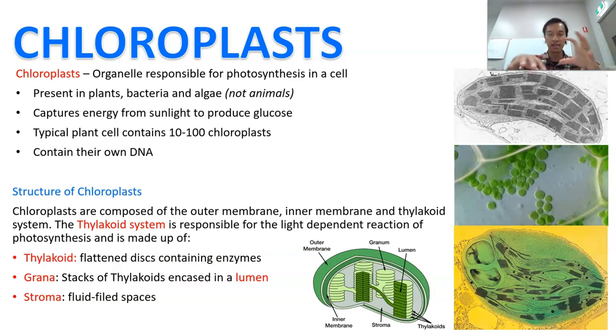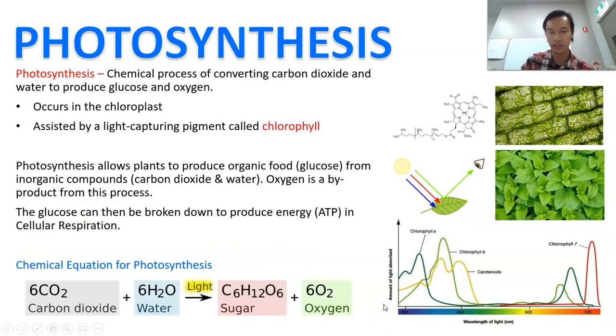and a grana is encased in a skin called the lumen, right? And then between the grana is what we call stroma, which is the fluid-filled space that fills the in-between of the chloroplast. So chloroplasts are responsible for photosynthesis, and like respiration, photosynthesis is a chemical process, right?